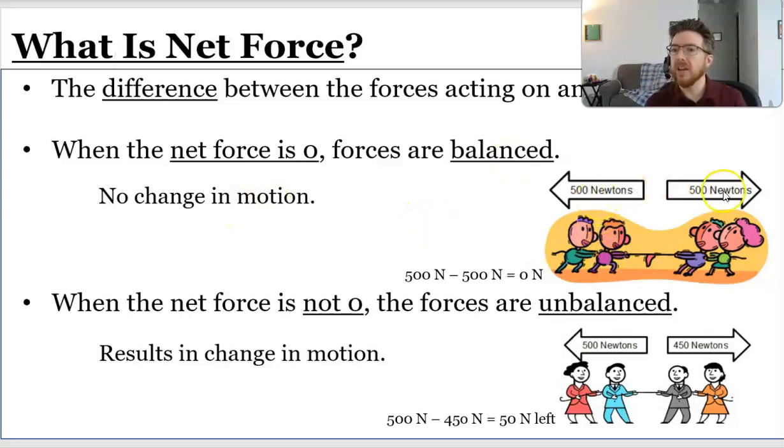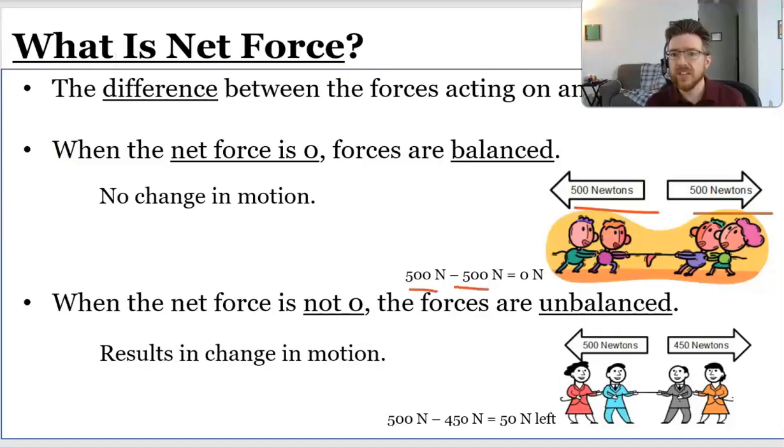We look and make sure our objects are going in opposite directions, and if they are, we subtract the greater from the lesser. Well, here they're equal, so we're going to end up 500 newtons minus 500 newtons gives us 0 newtons. So 0 means that they are equal. They are balanced. So whenever we end up with 0 newtons for a net force, we are not changing direction or changing our motion.